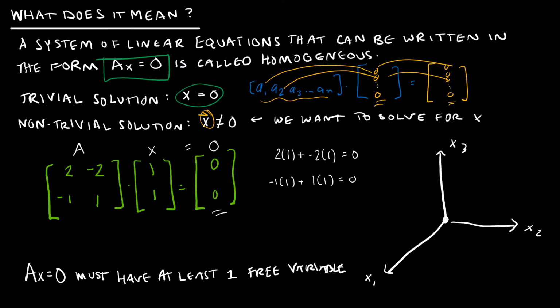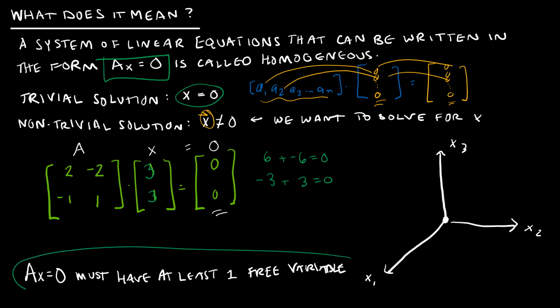Now, what would happen if instead of 1, I change these to 3's? Now what do I have? Well, 2 times 3 is 6. Negative 2 times 3 is negative 6. Yes, that still works. Negative 1 times 3 is negative 3. 1 times 3 is 3. And yes, that still works. So I could change my x vector to anything I wanted and still have a solution. And so what that tells me is I have a great many solutions, and whatever the solution is dependent on some free variable. So that's how we know that we must have at least one free variable.